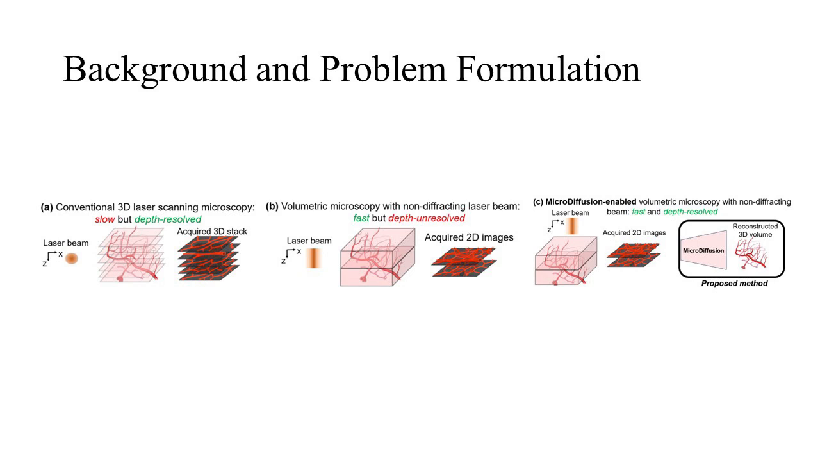Figure C demonstrates how our MicroDiffusion model, acting as a digital backend, enhances 3D volumetric reconstruction from the 2D projections shown in Figure B. This method significantly boosts volumetric imaging performance, balancing imaging speed with depth resolution. The aim is to reconstruct a 3D volume from 2D projections, using non-diffracting beams, with image quality comparable to that of traditional point scanning methods.